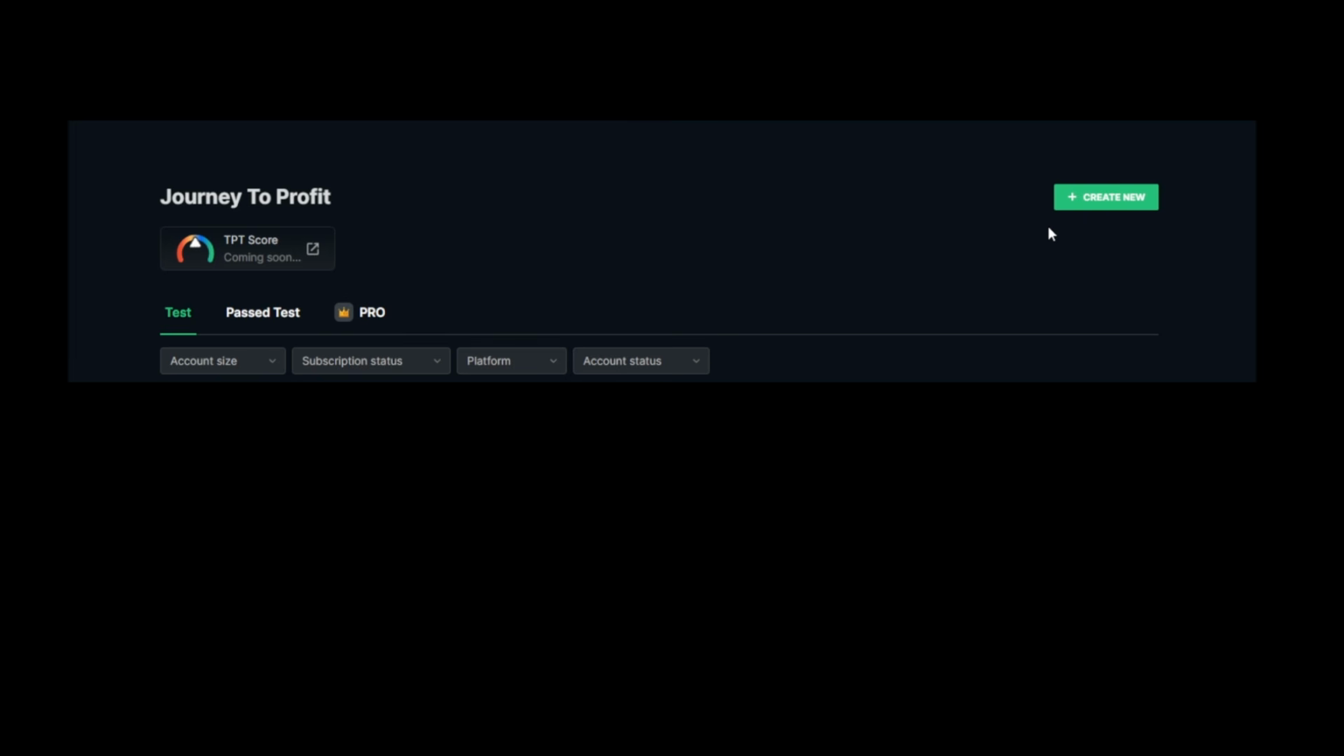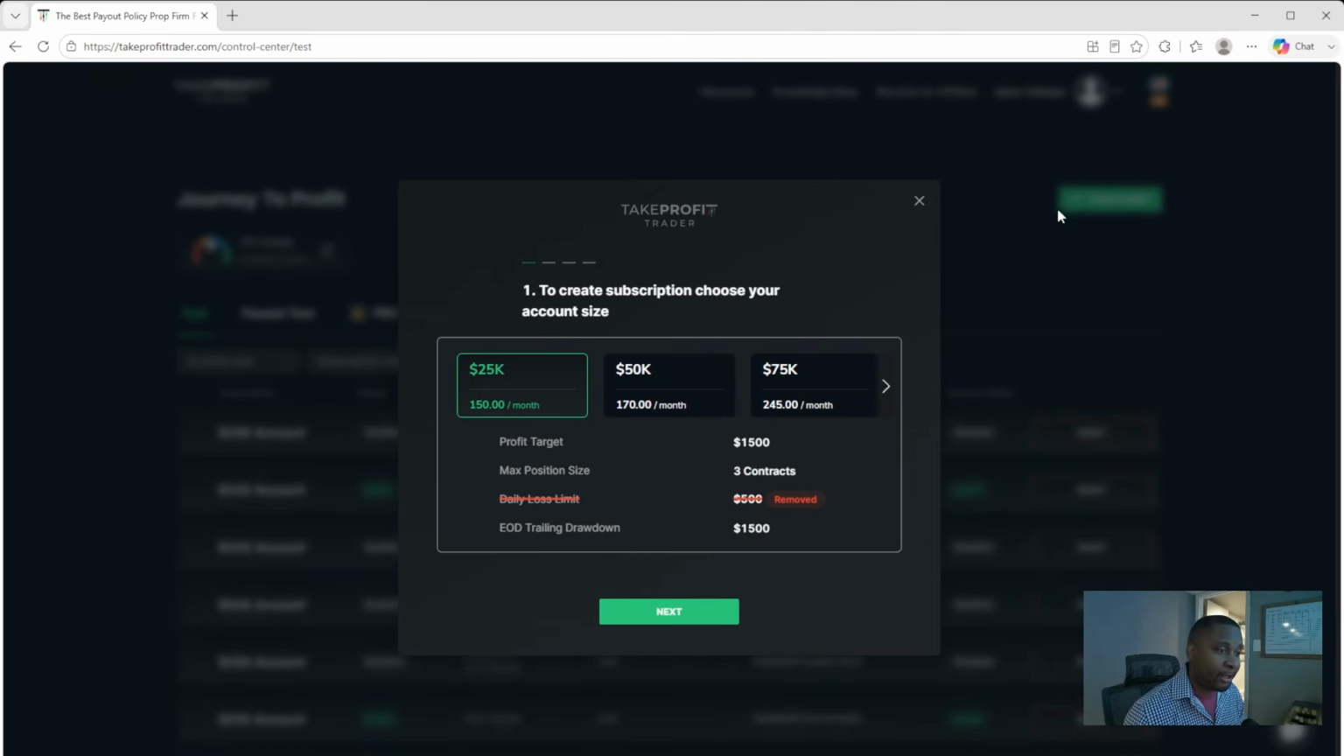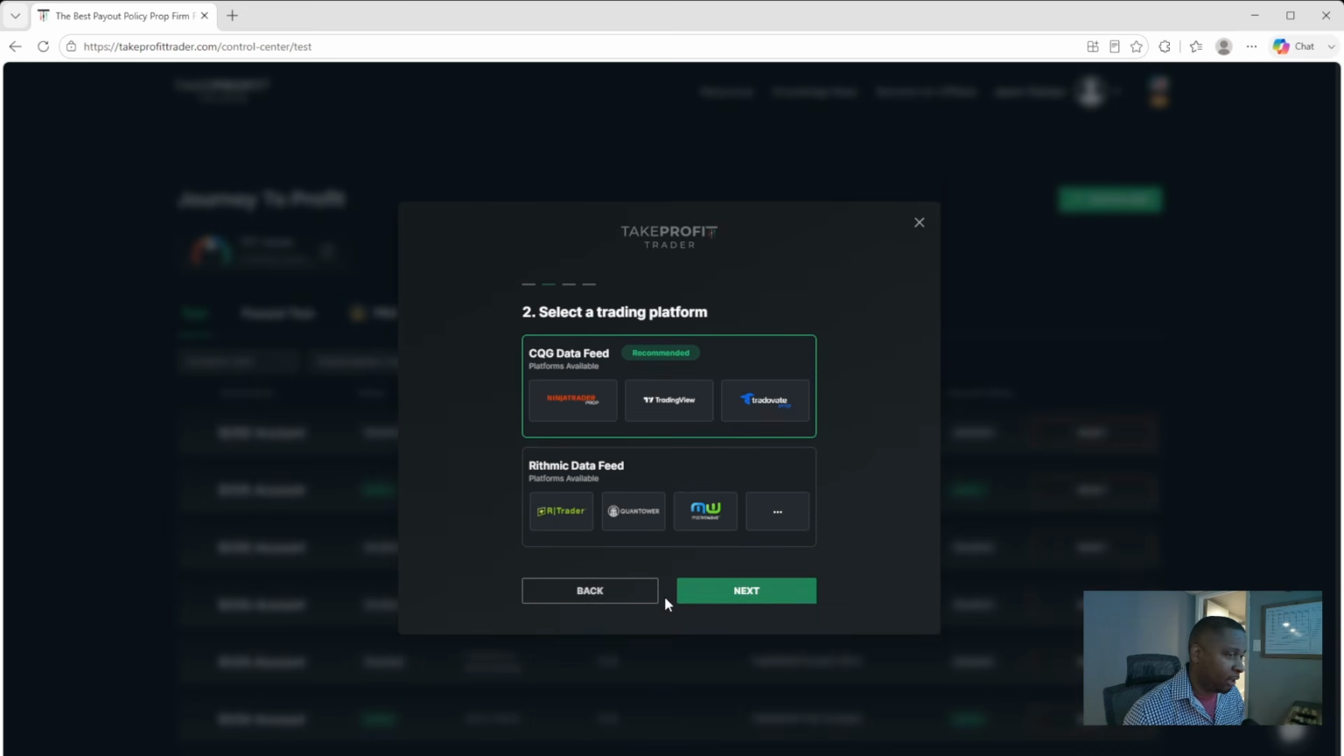Right, to do this, you want to go to takeprofittrader.com and create a new account. After you sign up, you want to select the 25K account. Remember, this is the fastest way and cheapest way I found to reach a payout. So go to next. I always select the first box, which is Tradovate, a web-based platform.